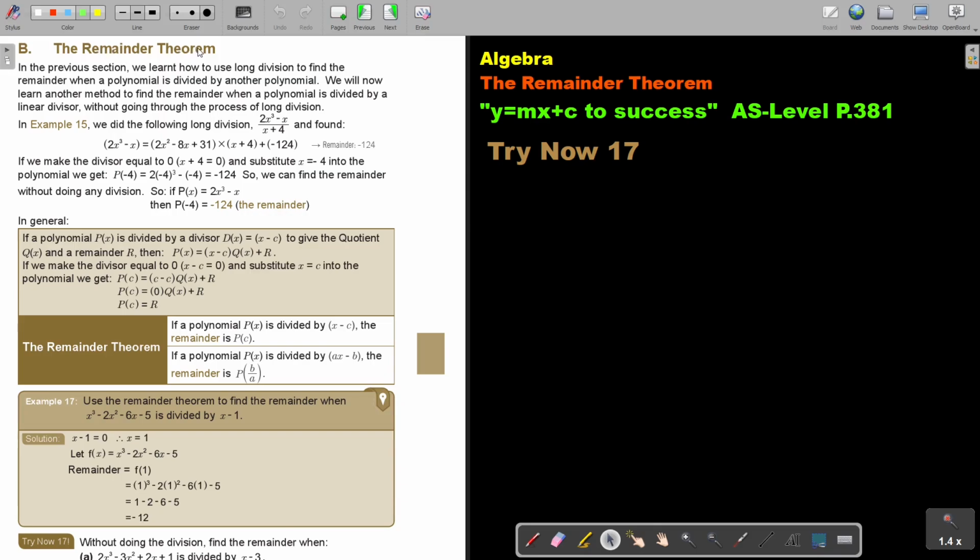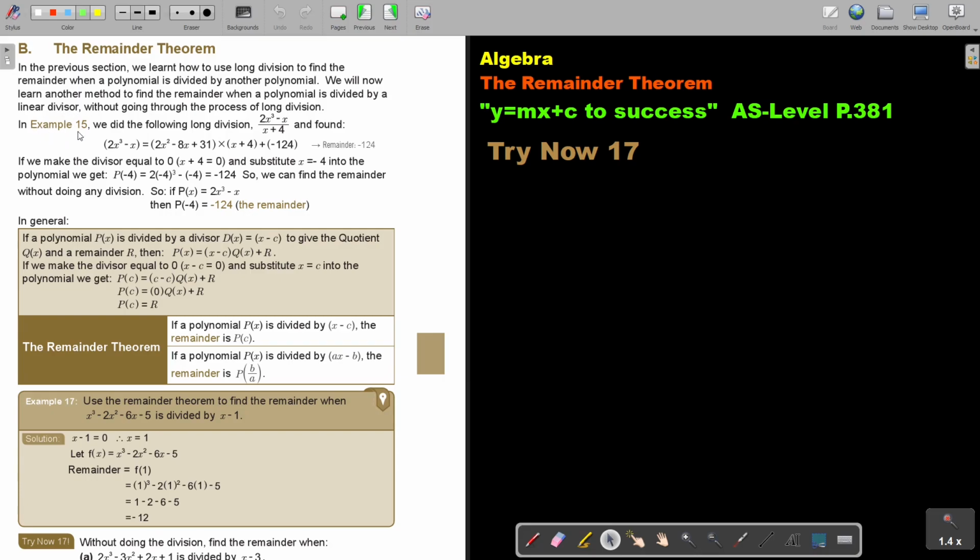The remainder theorem. In the previous sections, we learned how to use long division to find the remainder when a polynomial is divided by another polynomial. We will now learn another method to find the remainder when a polynomial is divided by a linear divisor without going through the process of long division, basically just to find the remainder.